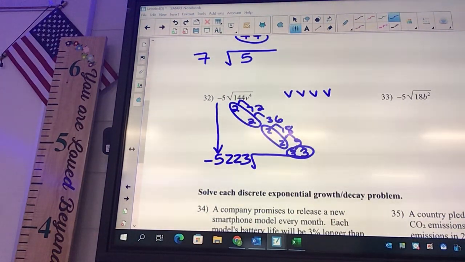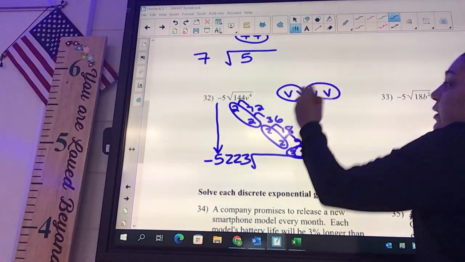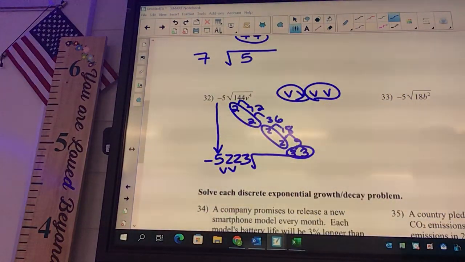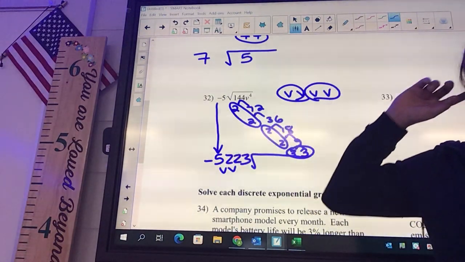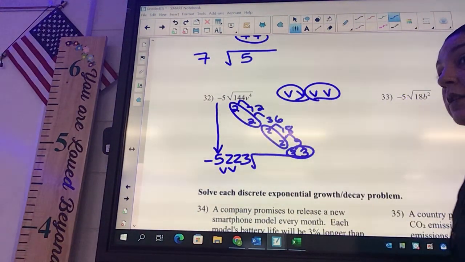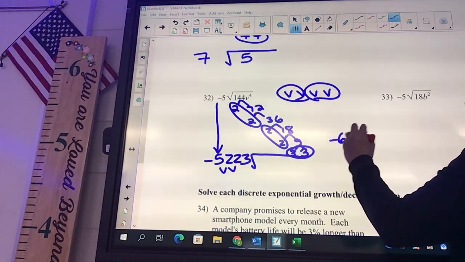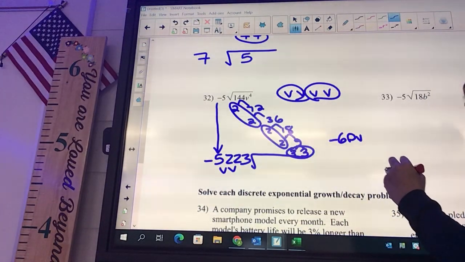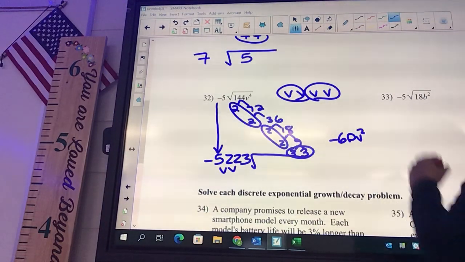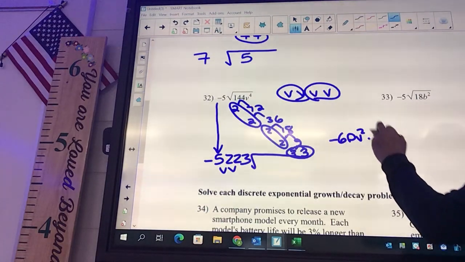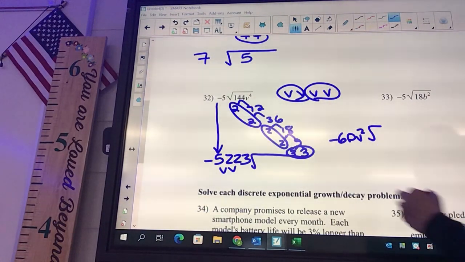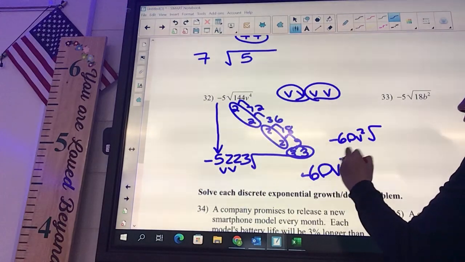Okay, and then how many can go? All of them, and how many groups? 2. Who is left on the inside? Nothing. Okay, so what is negative 5 times 2 times 2 times 3? Negative 60. So you're going to get negative 60 v to the 2. Do we leave the square root? No, okay? Because there's nobody left on the inside. We don't write it like that. Okay, that looks goofy. Your answer is just negative 60 v squared.